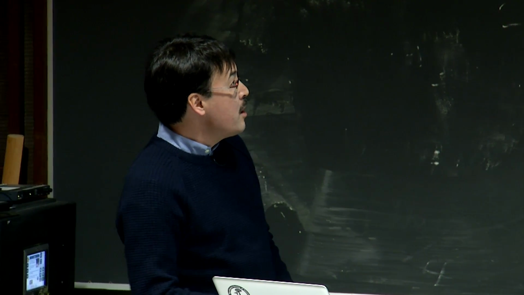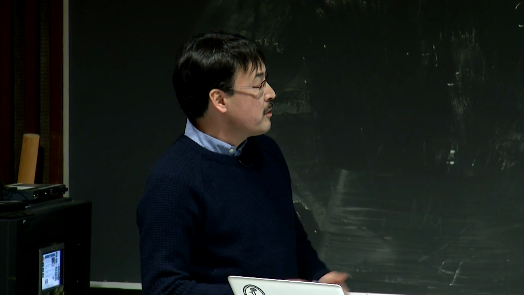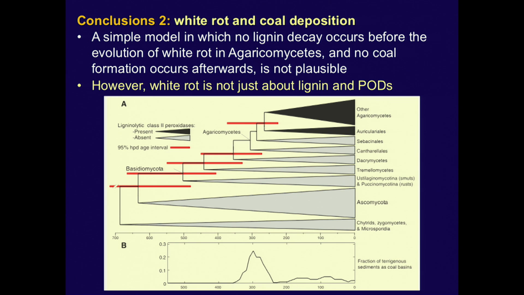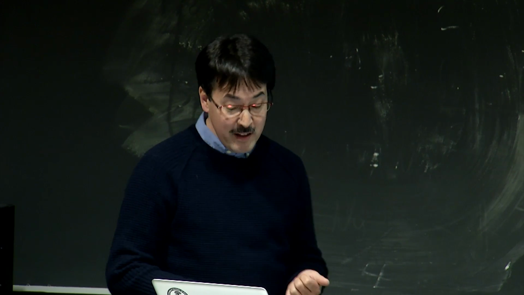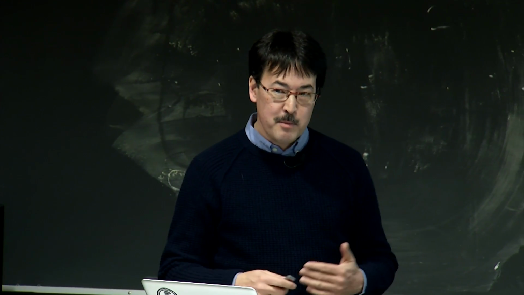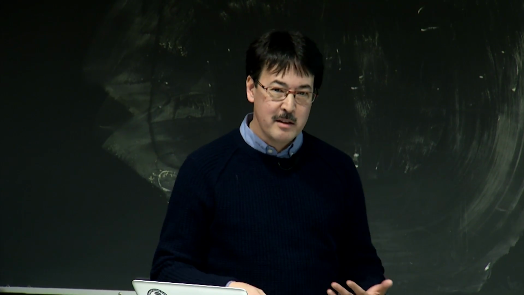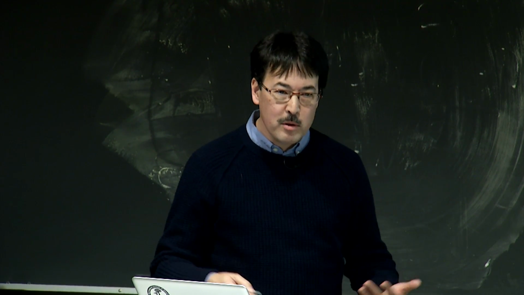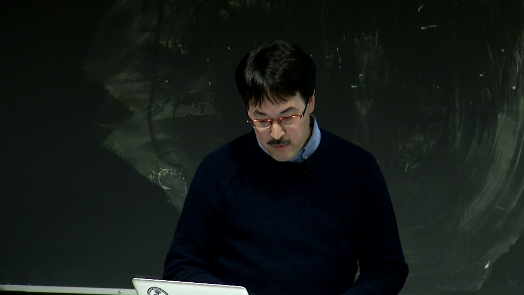Well, what about white rot and coal deposition? I think that this simple model, in which there's no lignin decay before the evolution of white rot and there's no coal formation afterwards, is just not plausible. So I think that the Nelson et al. paper very strongly showed that this simple hypothesis is just not supported. I think the strongest evidence for that is the inference that this lycopsid periderm maybe didn't really contain very much lignin, and the mass balance analyses suggesting that the absence of lignin decomposition at all is just impossible. It would have pulled all the CO2 out of the atmosphere.